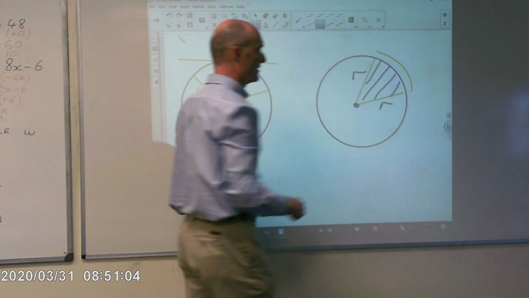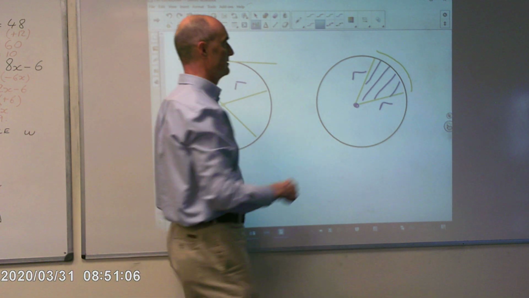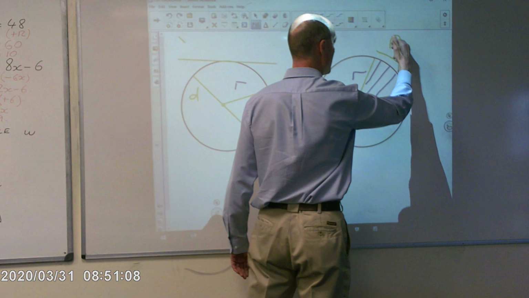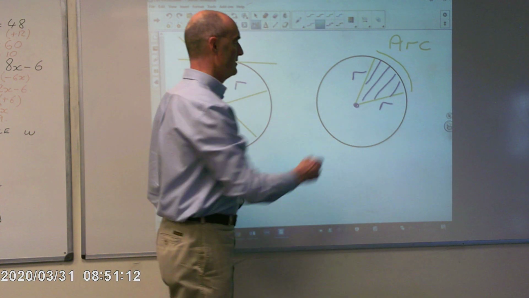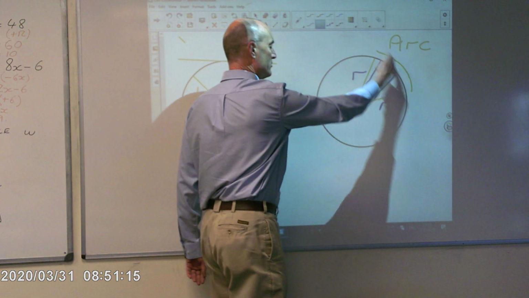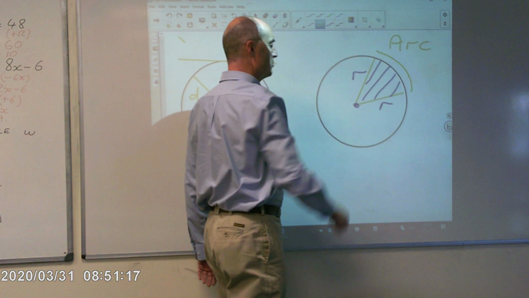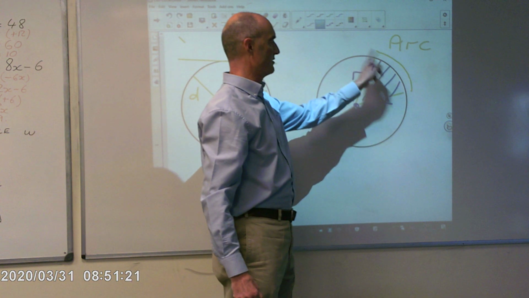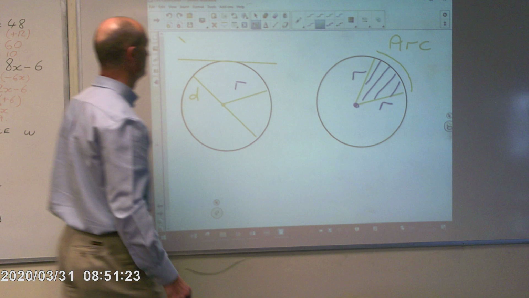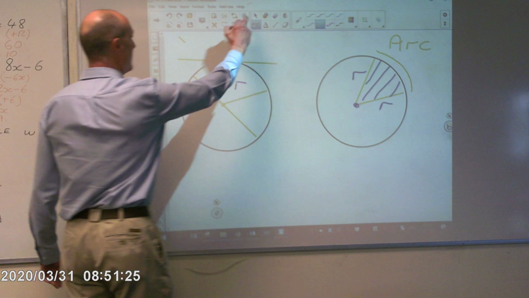This curved line here, I'll be calling that an arc. It's an arc. It's not the circumference of a circle. The circumference of a circle, don't forget, is all the way around the outside of a circle. That is just part of a circumference, an arc. Okay.